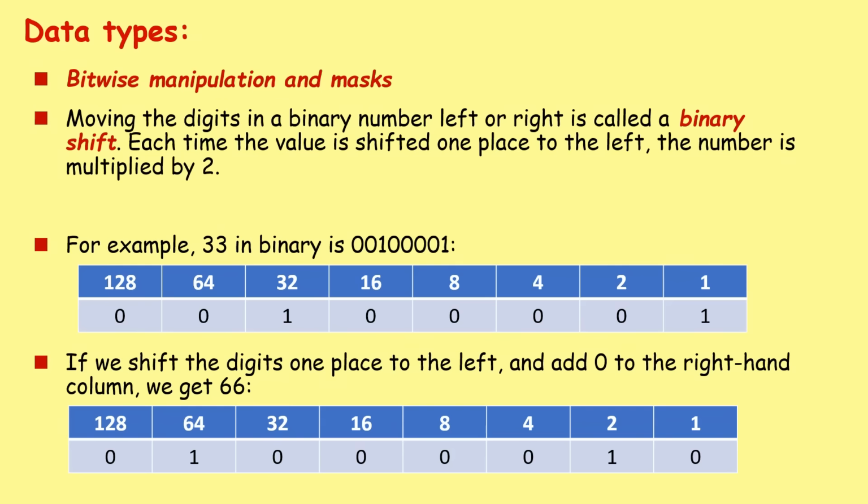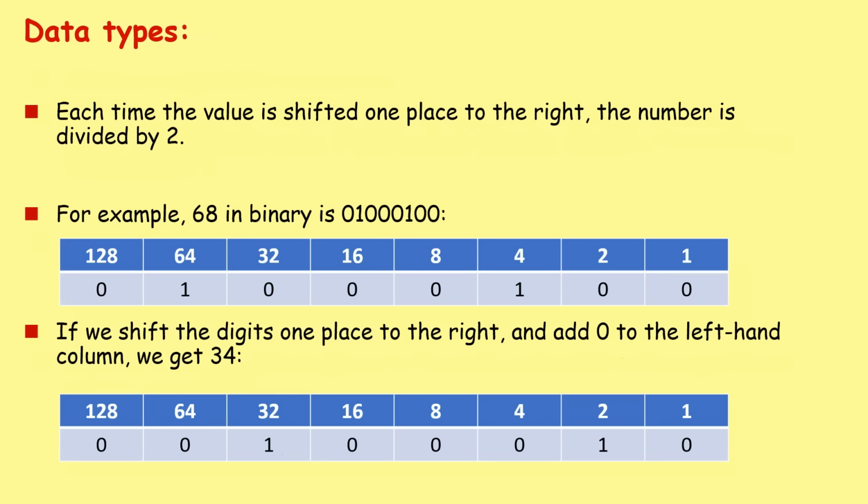Bitwise manipulation and masks. Moving the digits in a binary number left to right is called a binary shift. Each time the value is shifted one place to the left, the number is multiplied by 2. So if we have 33 represented in binary and we shift everything one place to the left, you can see we now get 66. And of course, each time the value is shifted one place to the right, the number is divided by 2. So for example, if we have 68 represented in binary and we move everything one place to the right, then we're going to get 34.